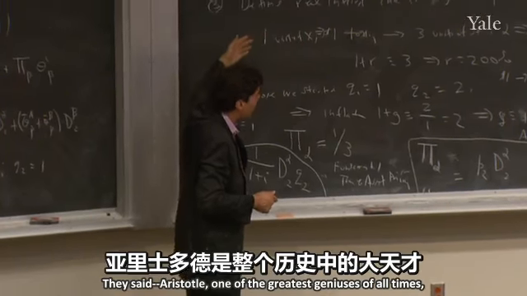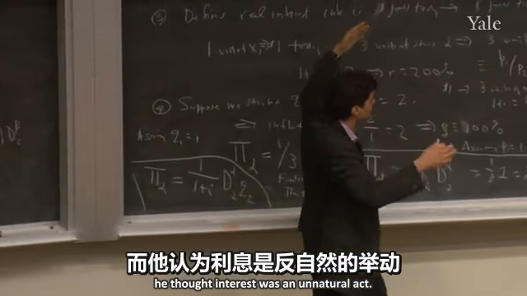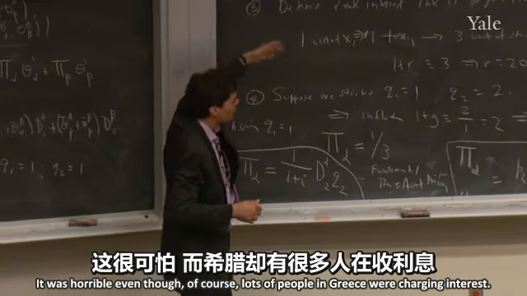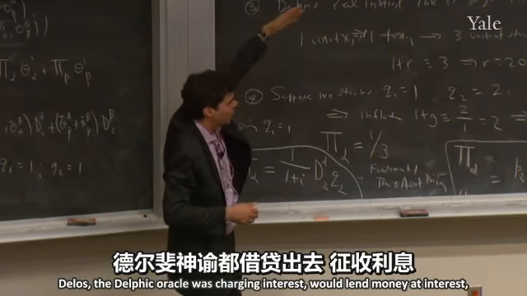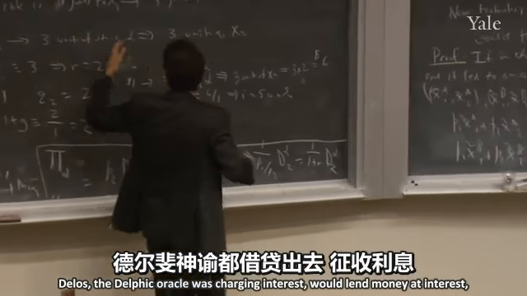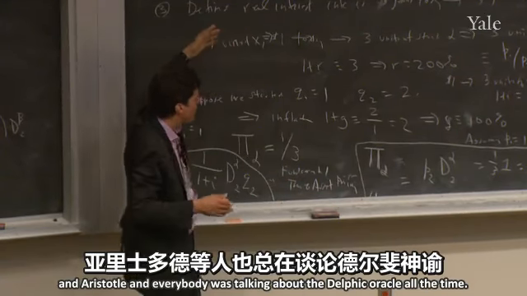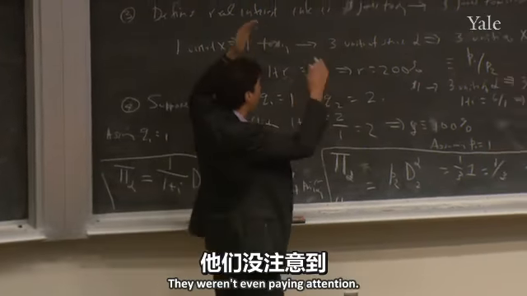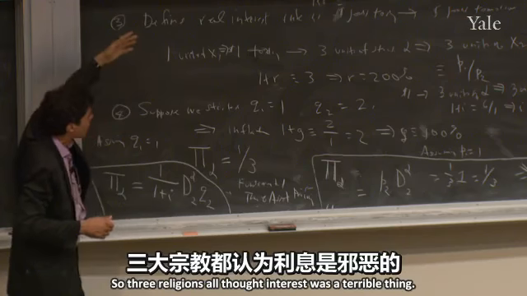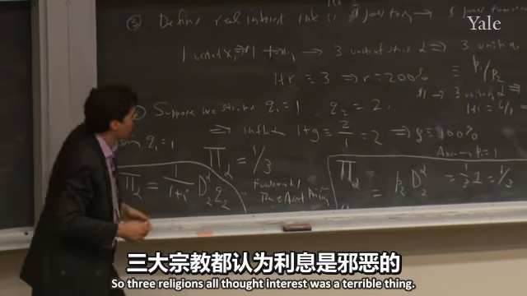They said Aristotle, one of the greatest geniuses of all time, thought interest was an unnatural act. It was horrible. Even though, of course, lots of people in Greece were charging interest, and the Delphic oracle was lending money at interest. Aristotle and everybody was talking about the Delphic oracle all the time, and they weren't even paying attention. The Delphic oracle was charging interest, and they were saying it's totally unnatural. So three religions all thought interest was a terrible thing.